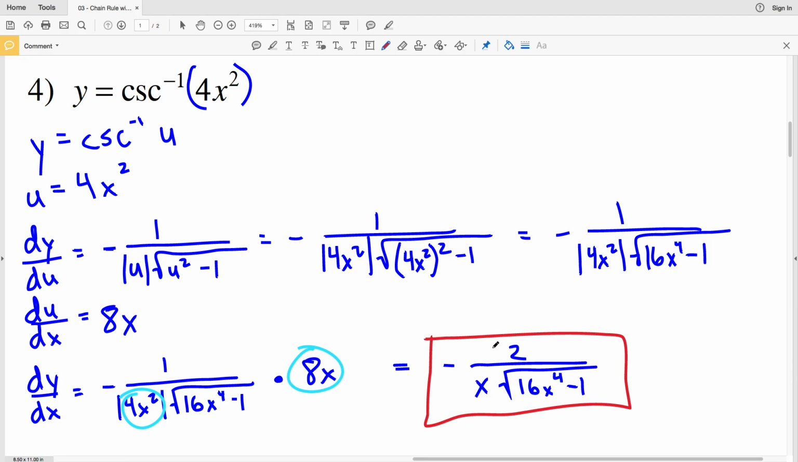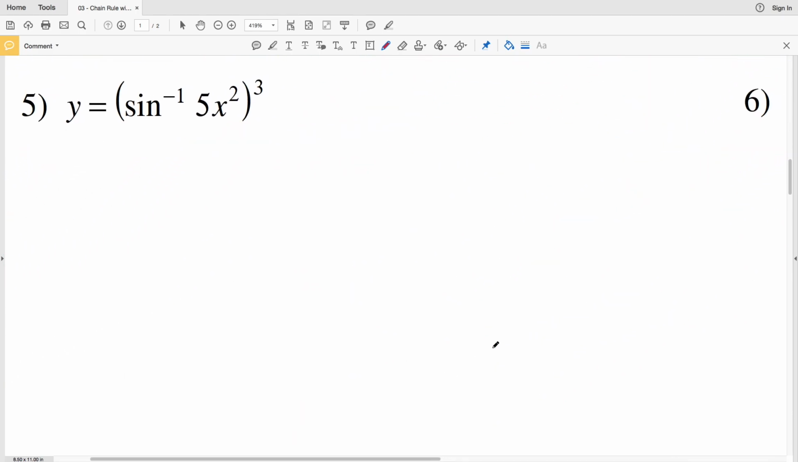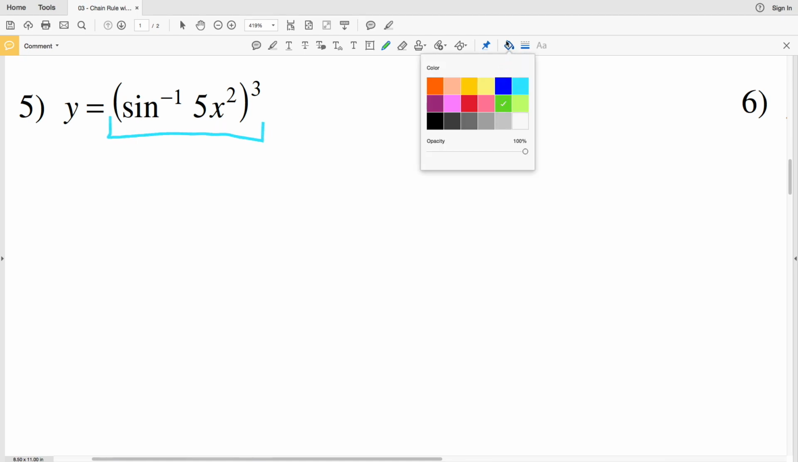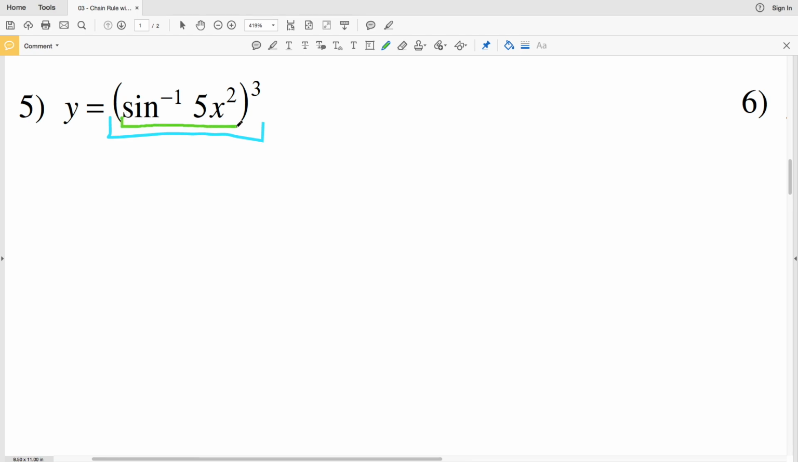Let's continue on to number 5. In number 5, we're going to be utilizing the chain rule again, except this time we have some function to the third, then the inverse sine of some function, and then that innermost function. So the derivative of y with respect to x, talking through the chain rule, we're first going to do this outside function, essentially u cubed. So the derivative of that is 3 times u squared. But our u, in this case, is the inverse sine of 5x squared.